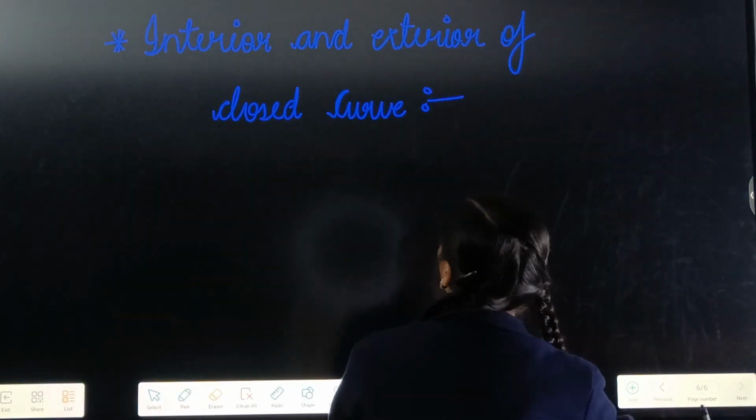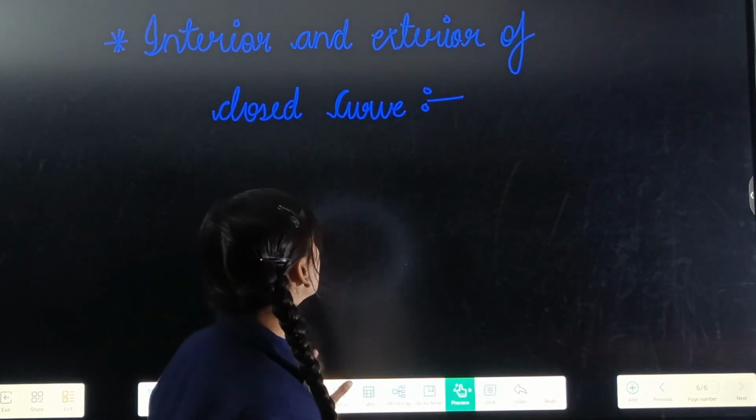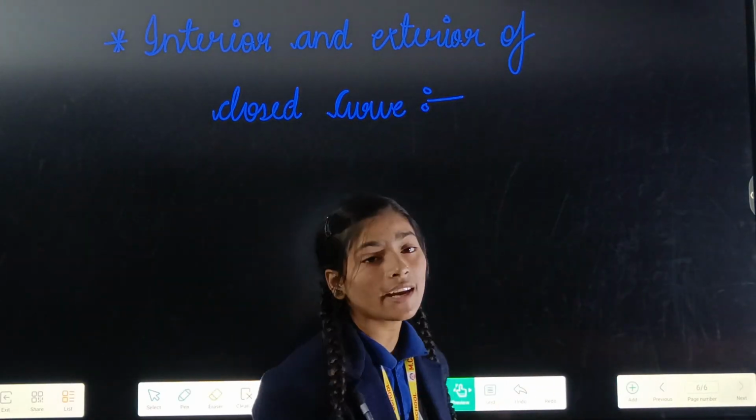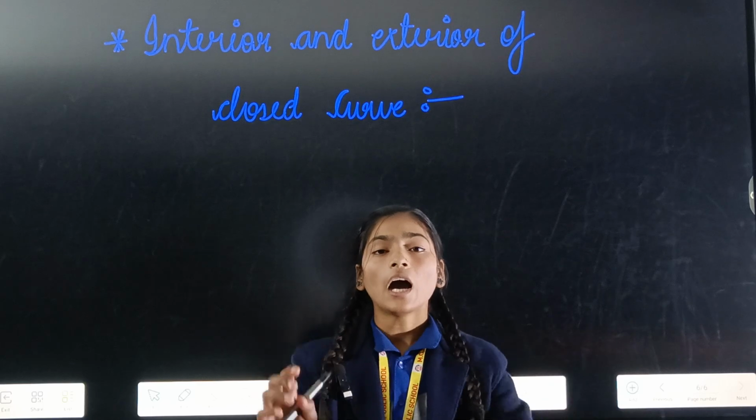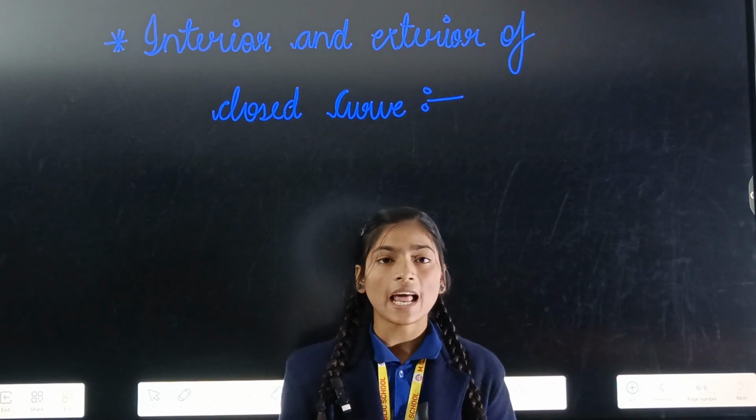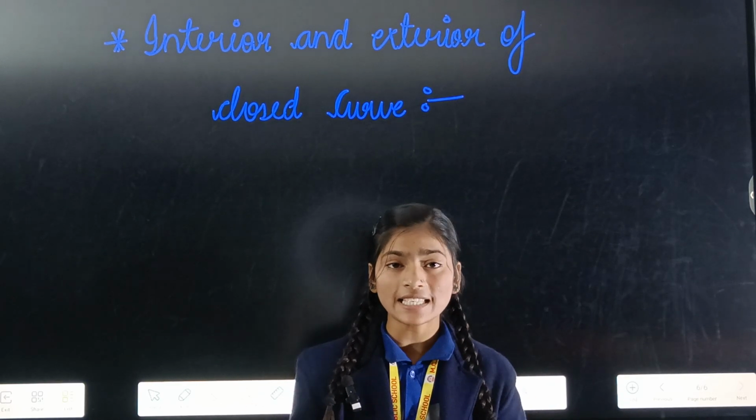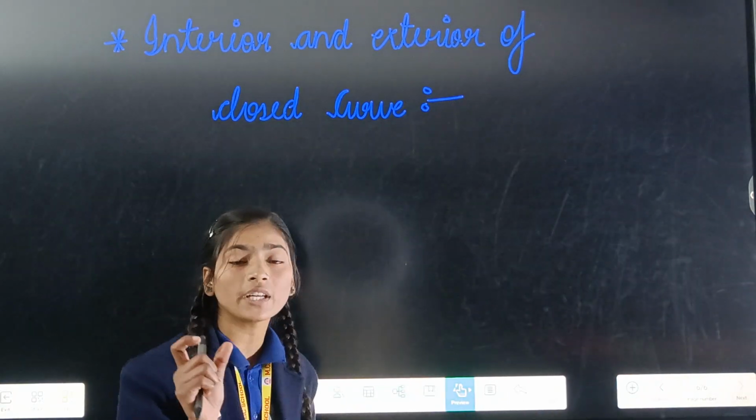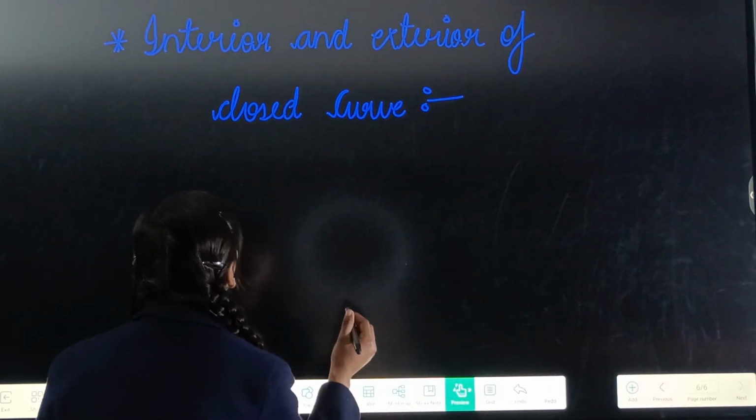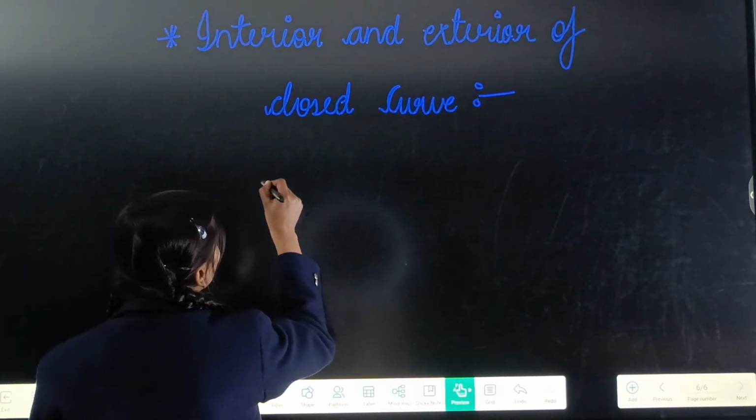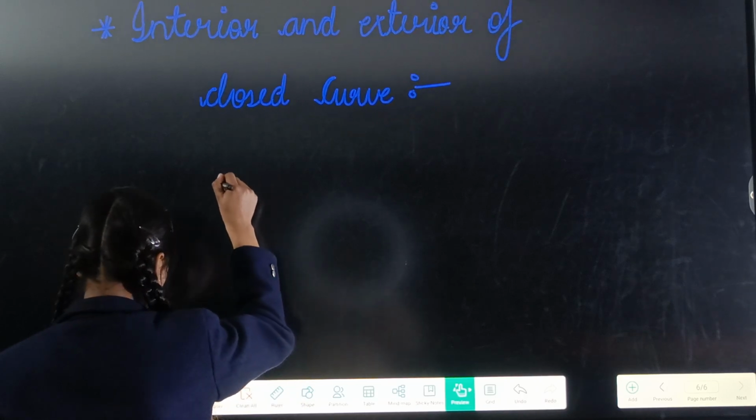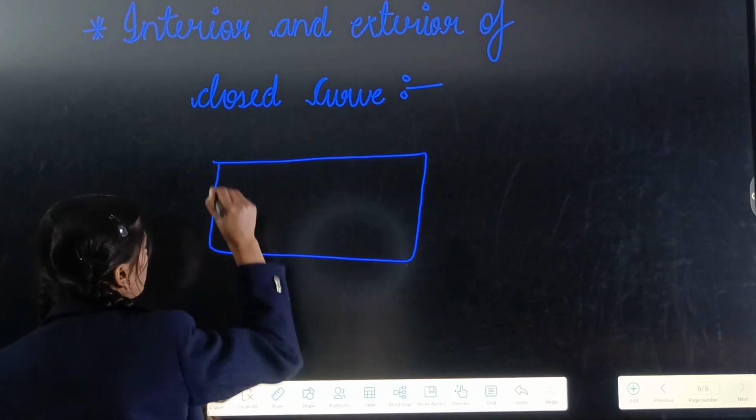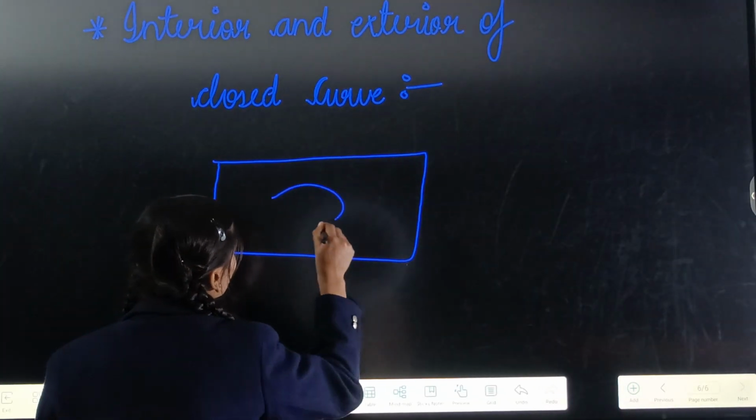Now we talk about the interior and exterior of a closed curve. The collection of all points which lie inside the closed curve is known as the interior of a closed curve. Now I give you an example of the interior of a closed curve: the box under the circle.